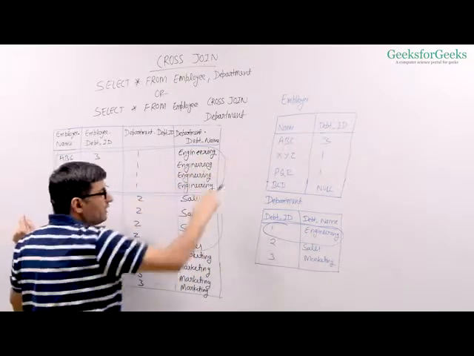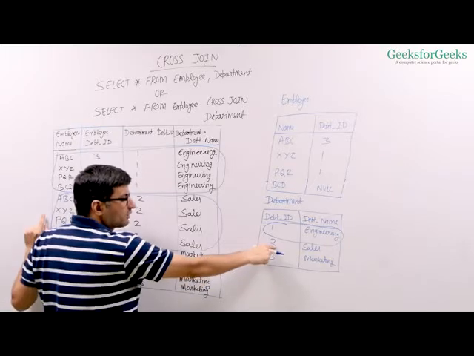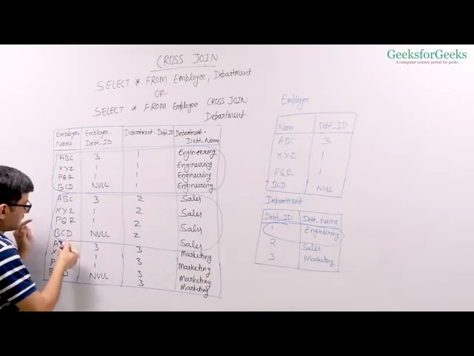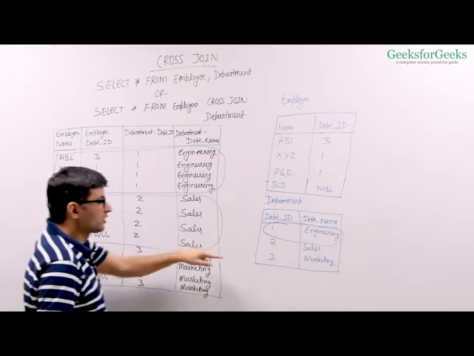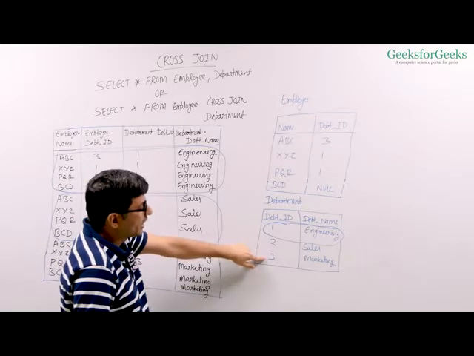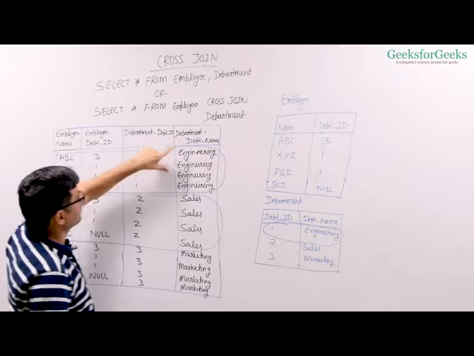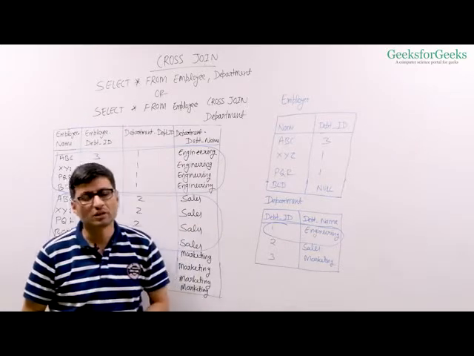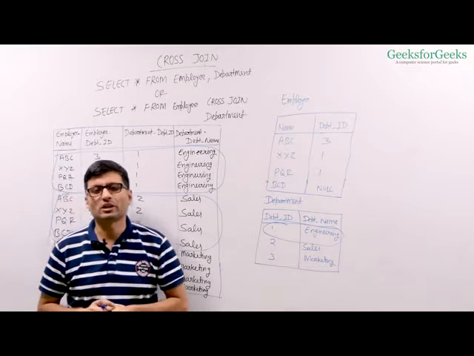All 4 rows again. And then you have the next row of the second table, sales. Now you have 4 rows of the first table a third time, because you have 3 rows in the department. That is why you have 4 rows 3 times. So you have a total of 4 into 3, 12 rows. So this is what cross product is.